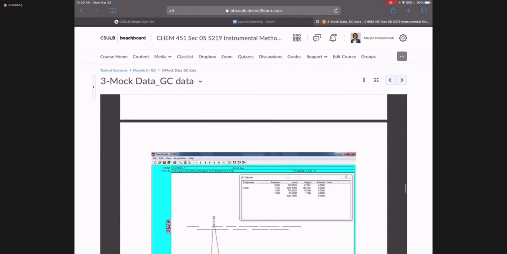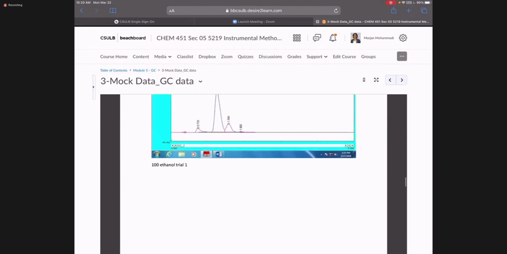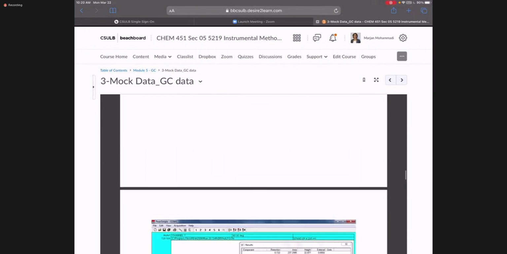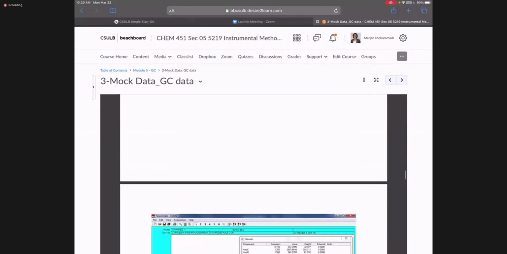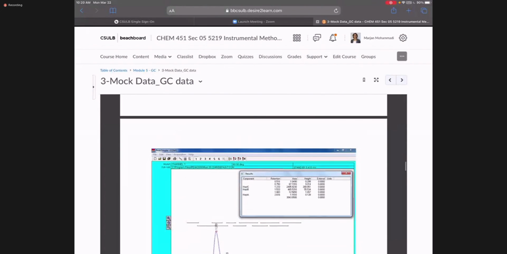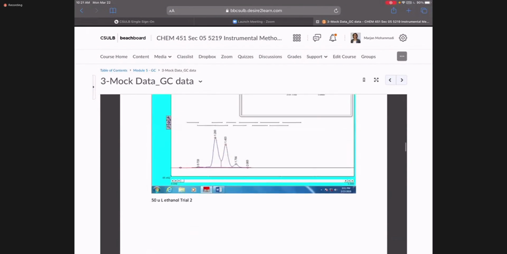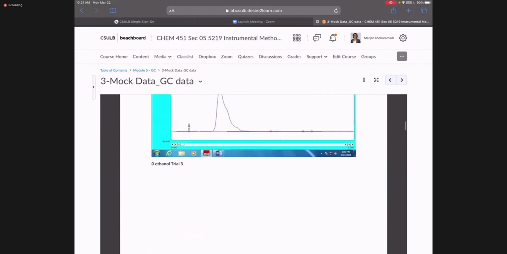Are we able to just cut and paste these screenshots of the charts into our lab report? Like the ones that we had, I think it was for the second module? I think so, because I think this one is going to be, again, a PDF. You should be able to do that.